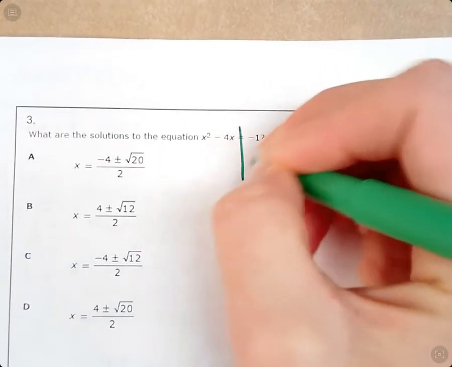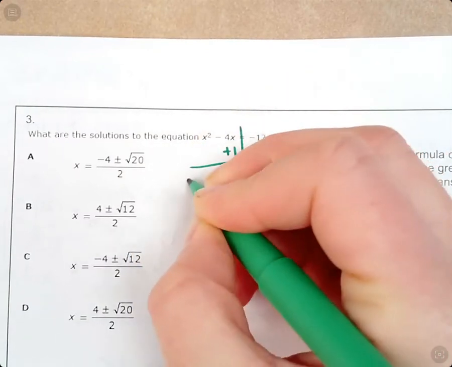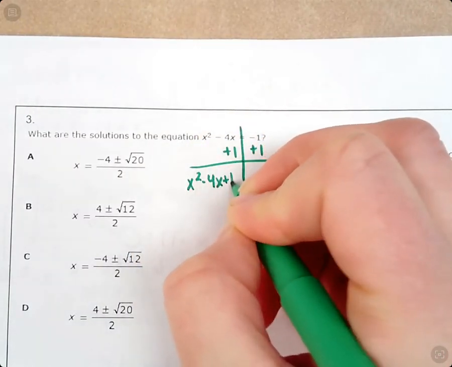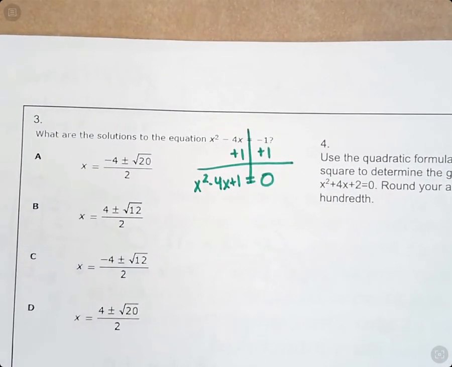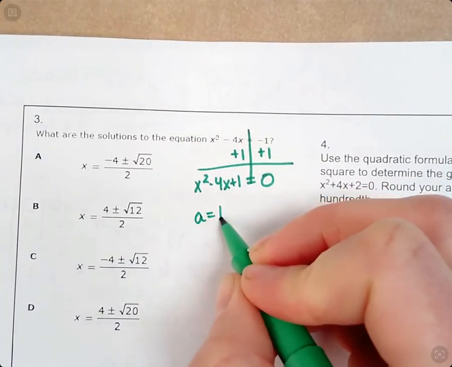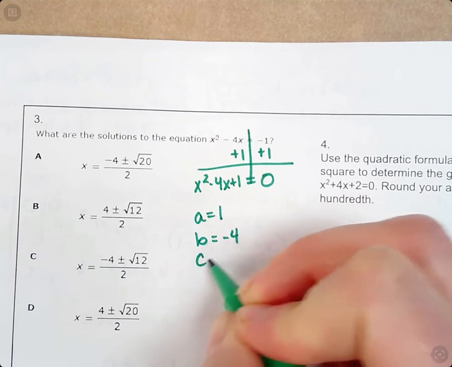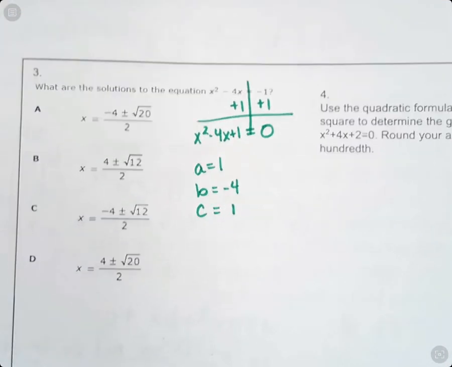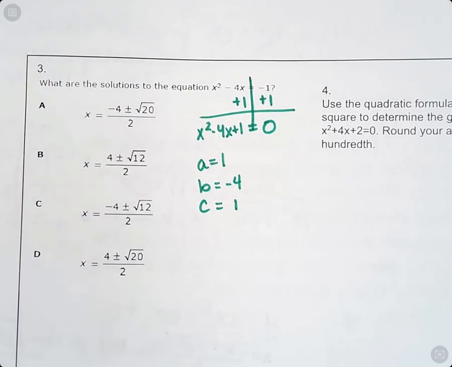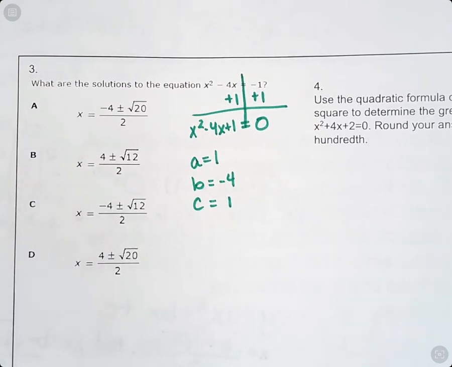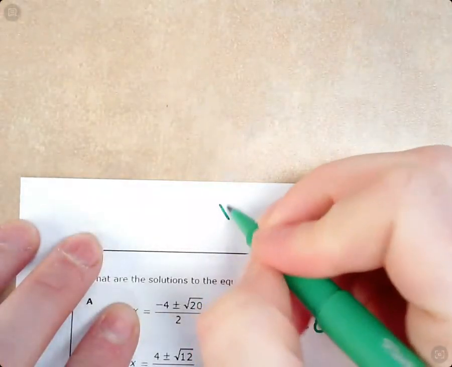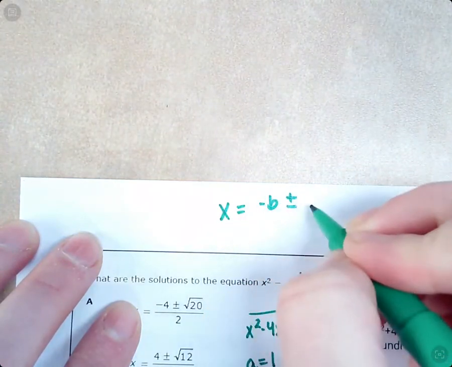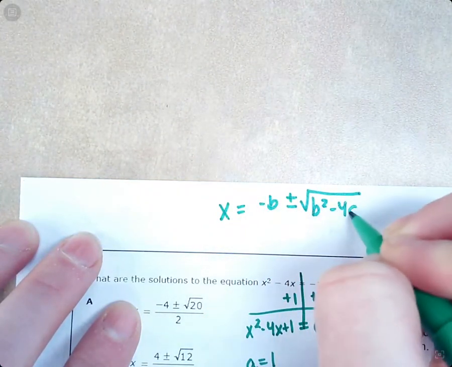So we move this 1 over. We get x squared minus 4x plus 1 equals 0. Now it's in standard form, so we have the A, the B, and the C. So x equals, if you want to rewrite it, negative b plus or minus square root of b squared minus 4ac all over 2a.